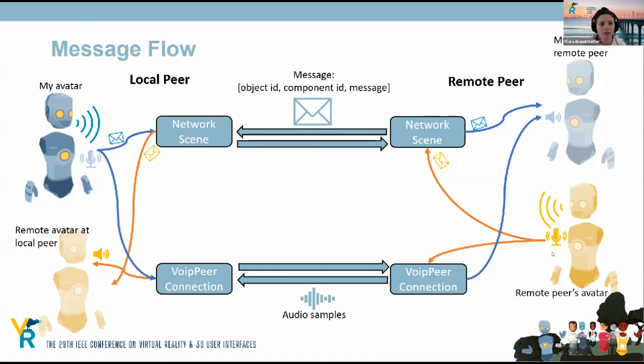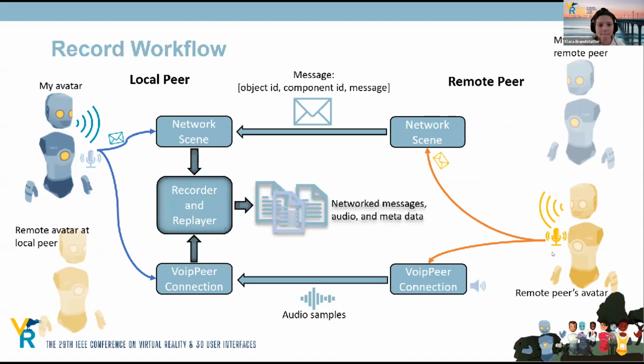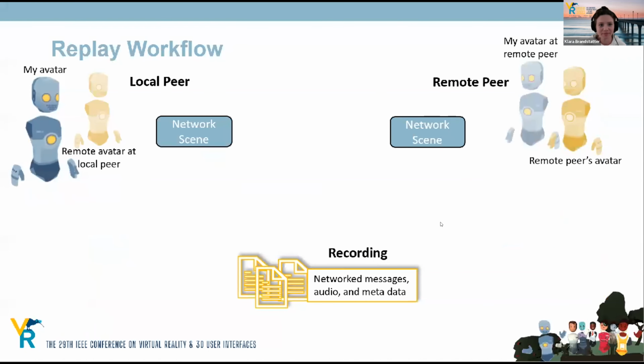Now, recording a session works as follows. The recorder and replayer component intercepts incoming and outgoing network messages, buffers them, and writes them to binary files, like one file for avatar data, one file for the audio samples, and then an additional metadata file, which saves general information about the recording itself, like the objects recorded, texture information, object IDs, something like that. So basically, this means that everything that is networked can also be recorded, which is cool.